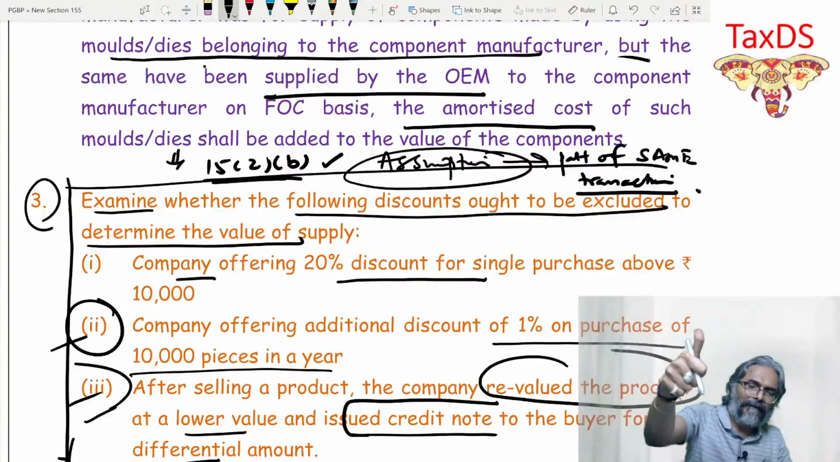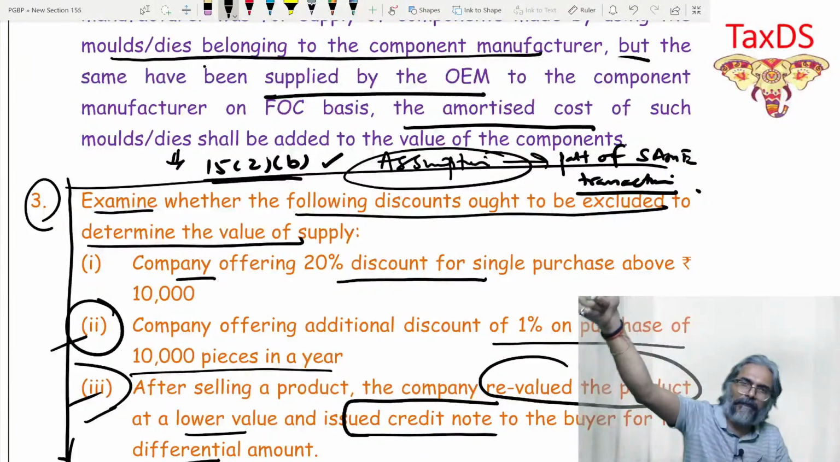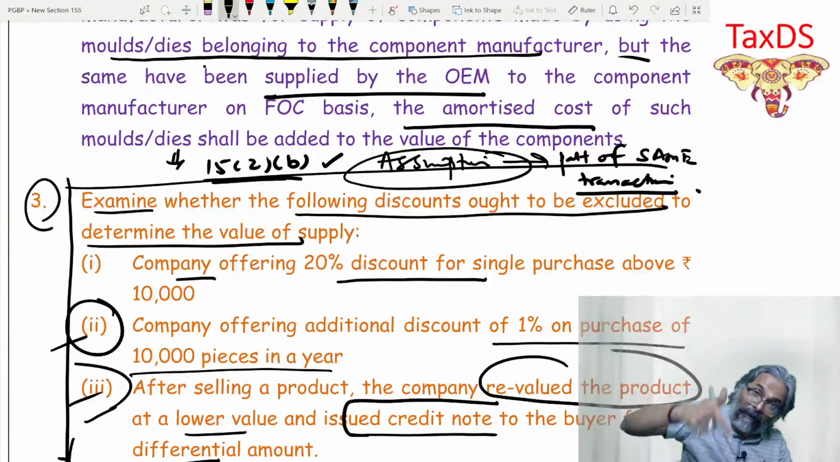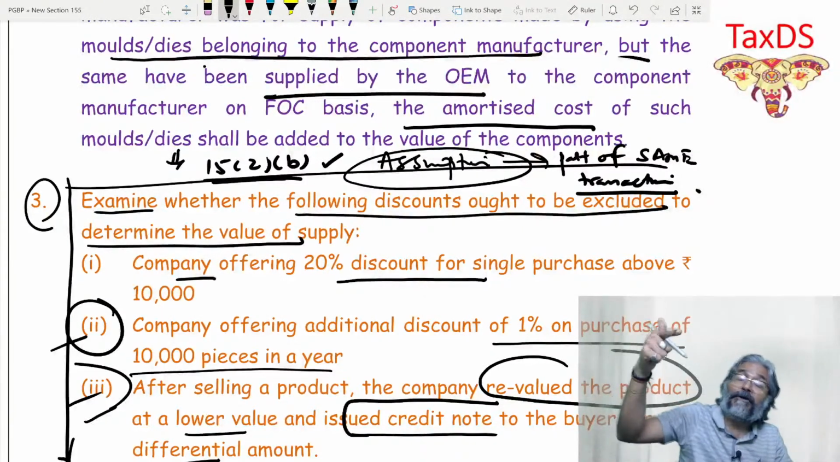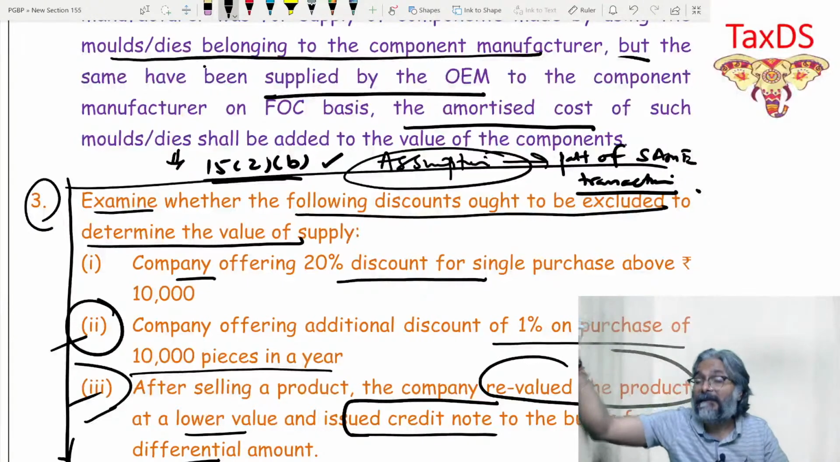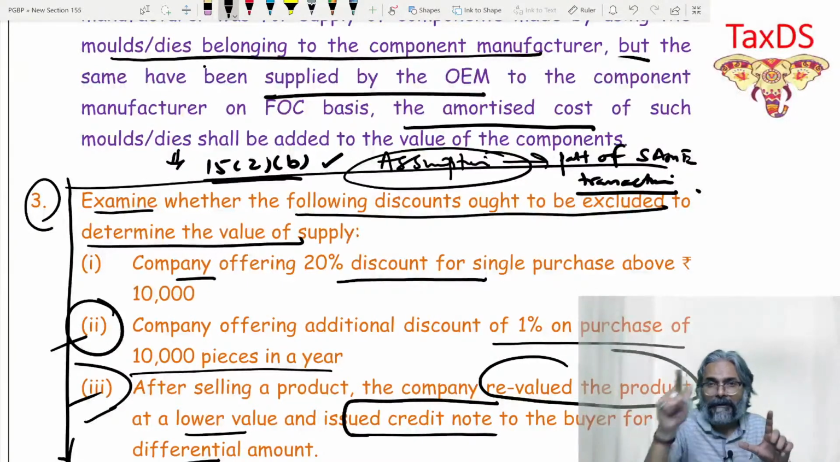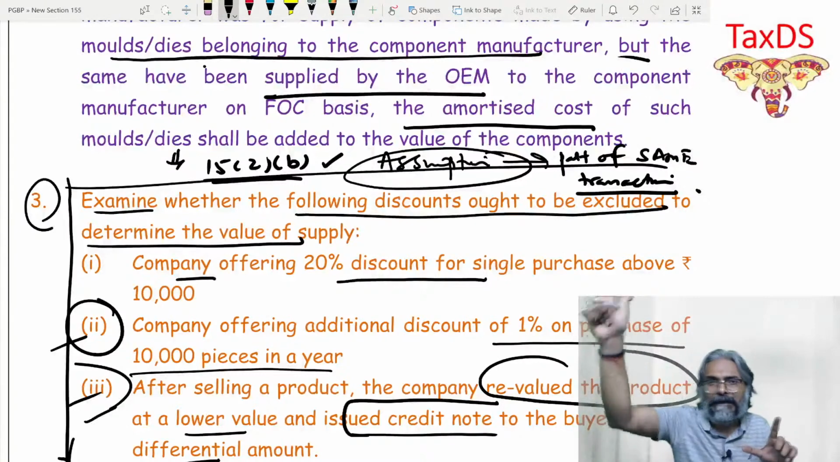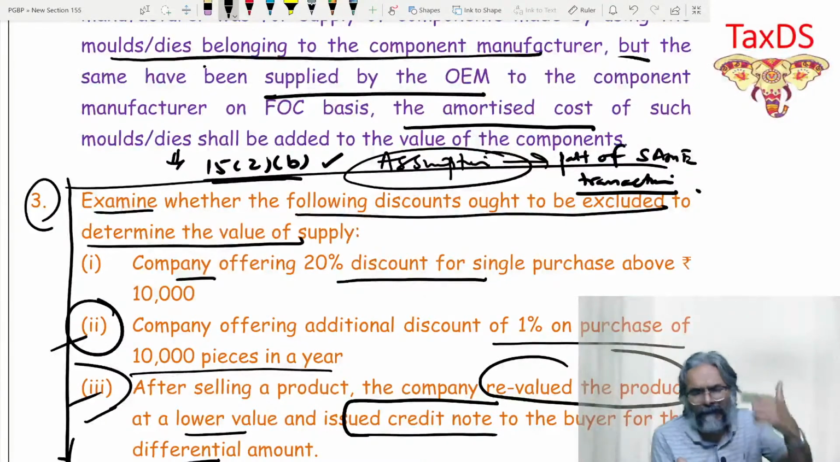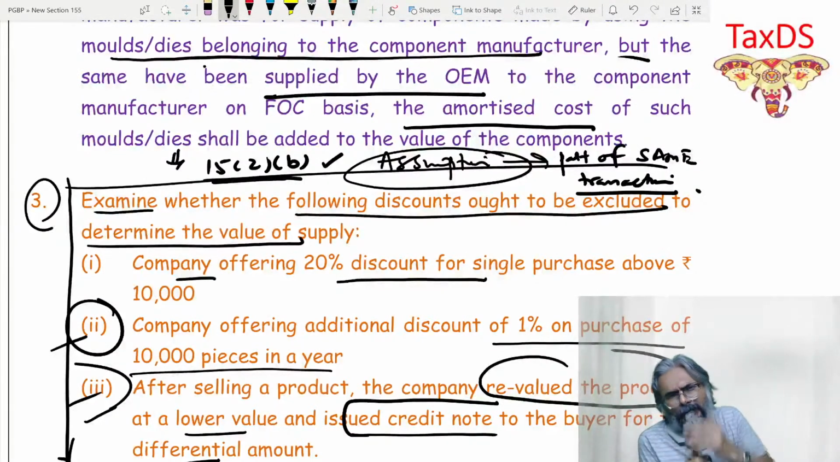Point number 1, the pre-supply discount 15.3a, deduct. Point number 2, because it is known at the time of the supply, therefore 15.3b will be reduced. 15.3b, will it be reduced? Yes, provided other conditions are satisfied.